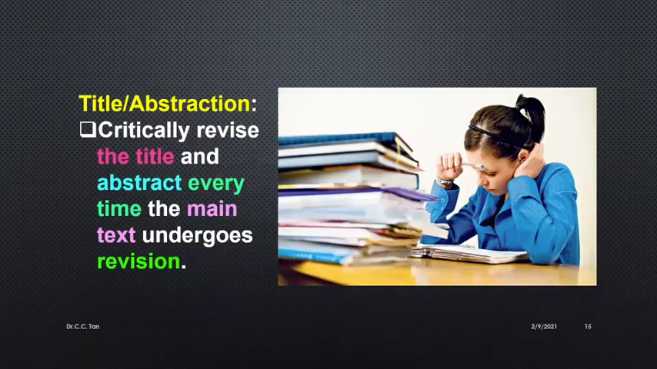Particularly, revise the title and abstract every time the main text undergoes revision. Every time you change something, you review your article again, your title again. Every time you revise your introduction, or your discussion or results change, make sure that the title and abstract are still okay or not.